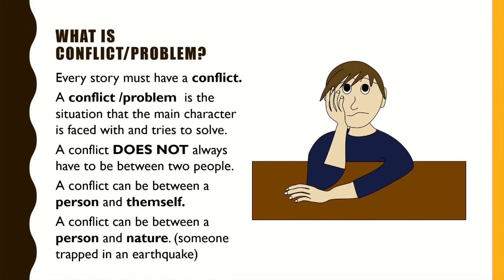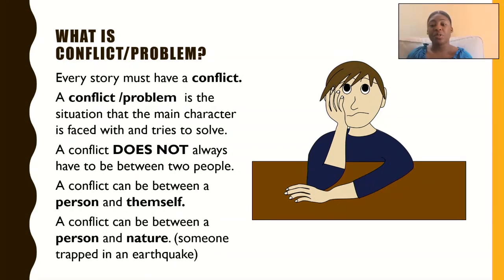What is conflict or problem? Every story must have a conflict. A conflict or problem is the situation that the main character is faced with and tries to solve. A conflict does not always have to be between two people. A conflict can be between a person and themselves, or a conflict can also be between a person and nature. For example, someone trapped in an earthquake, or someone experiencing a hurricane.